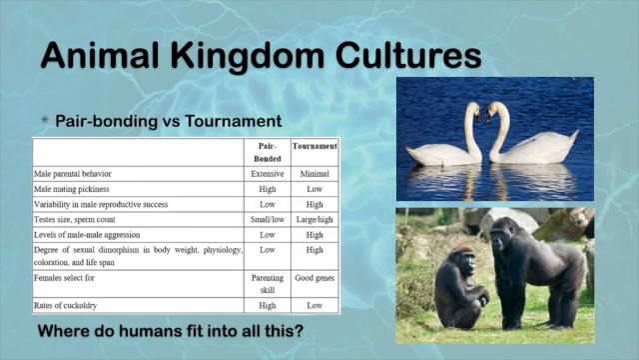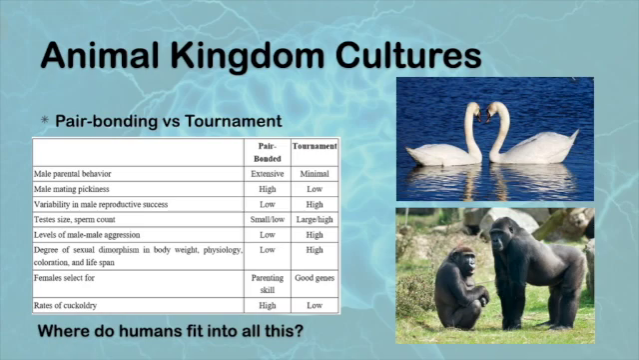This brings us to an obvious but sensitive question. Are humans a pair bonding or tournament species? Well, on one hand, in almost all human societies, most people get married. On the other hand, most human societies throughout history have tolerated polygamy and behaviors like divorce, promiscuity, cheating, and jealousy.